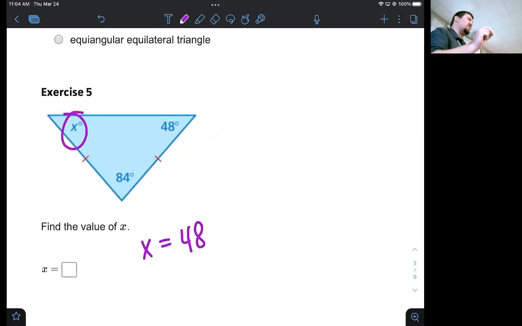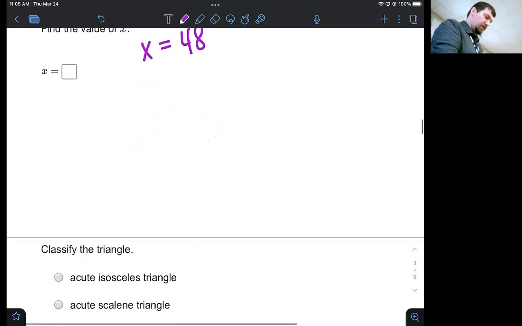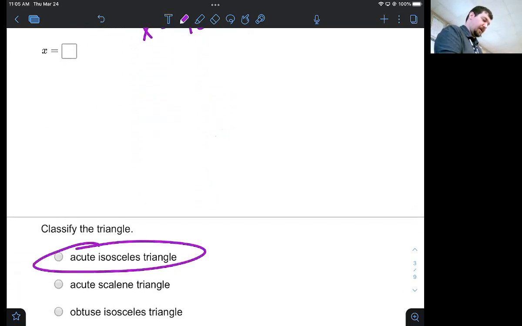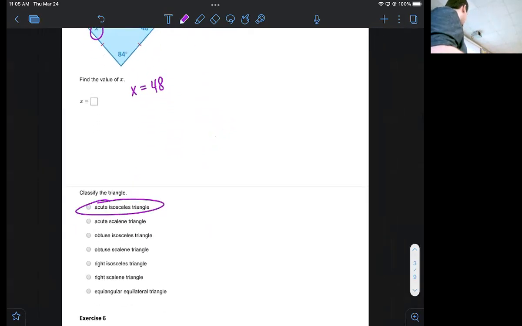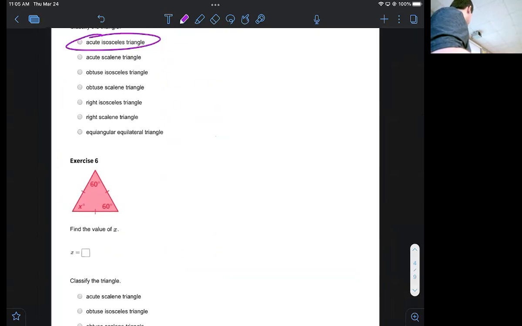Are there any angles that are 90 or more? Not on this one. So all of them are acute angles. So this one, we're looking for an acute isosceles triangle, which is the very first option, acute isosceles. Acute isosceles triangle. All right, moving on to number 6.